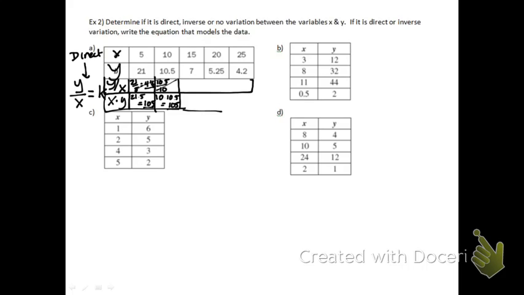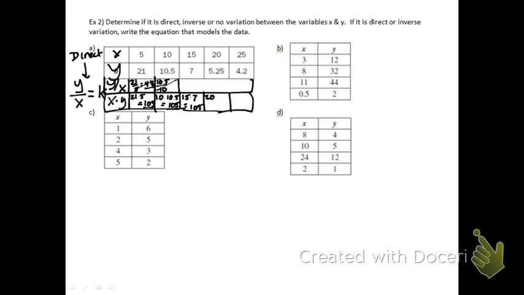It's not good enough just to check these two values. We want to make sure that we get 105 all the way across. If we don't get 105 all the way across, it's not going to be that inverse variation. So let's try this next one. If we did 15 times 7, 10 times 7 is 70 plus another 5 times 7 or 35. That's going to give us another 105. So far this is looking pretty good.